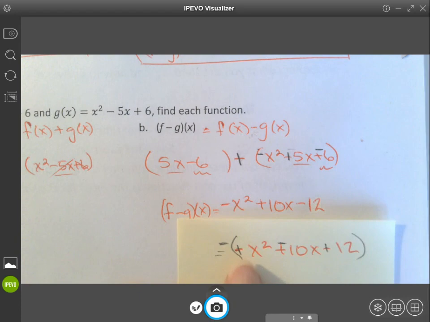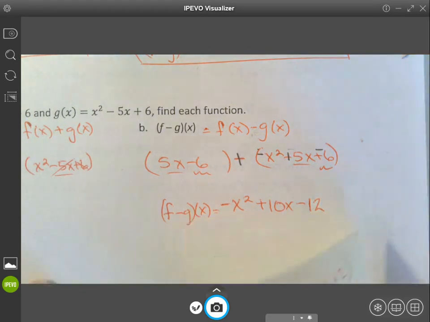But if you were doing something where you had to factor and cancel, factor out the negative 1, but it can't disappear. You cannot just change the signs. And a lot of people were doing that yesterday.